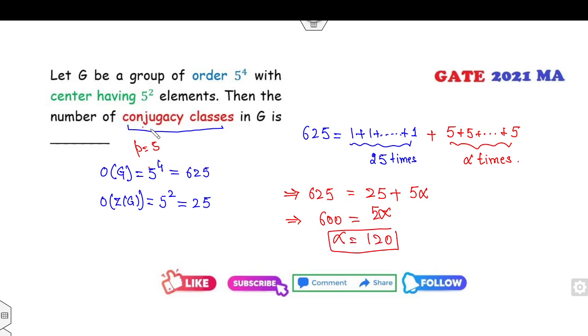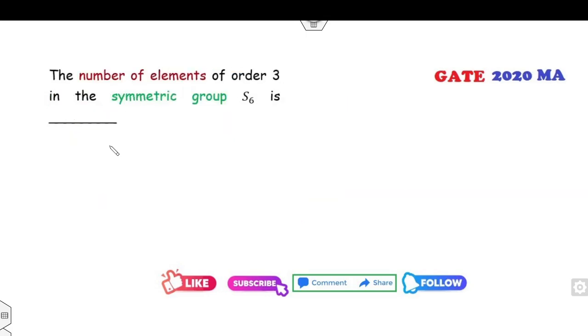Fine. So I need the number of conjugate classes. So that will be 120. So the number of conjugate classes is 25 plus 120. So that will be 145, which is the right answer. You can see how many seconds you needed. Hardly 10 to 15 seconds are needed to solve the problem.